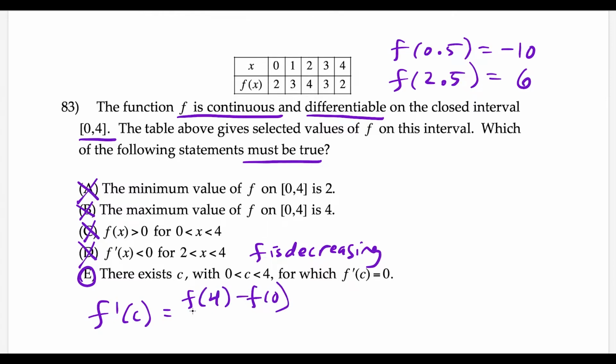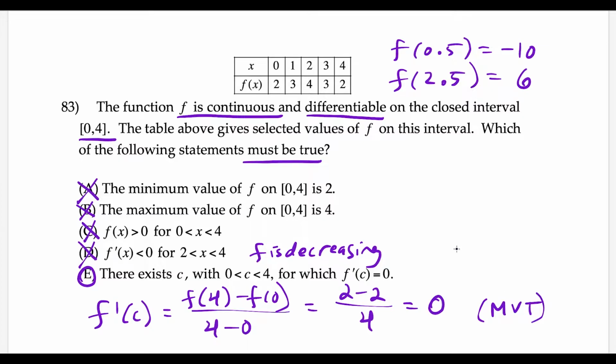So if we just run this specific table through the mean value theorem, we're going to see here that f of 4 is equal to 2 minus f of 0 is equal to 2, over 4 minus 0, is 4, and 0 divided by 4 is 0. So this is true by the mean value theorem. We don't actually have to prove why it's true, but that's what we would cite if we want to say why choice E is definitely true.